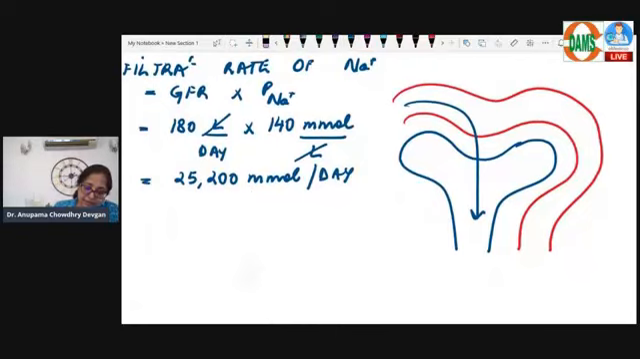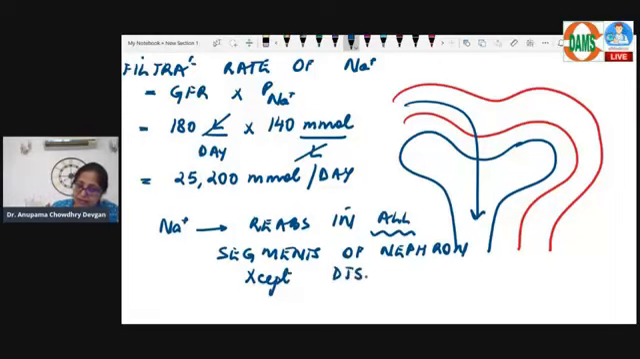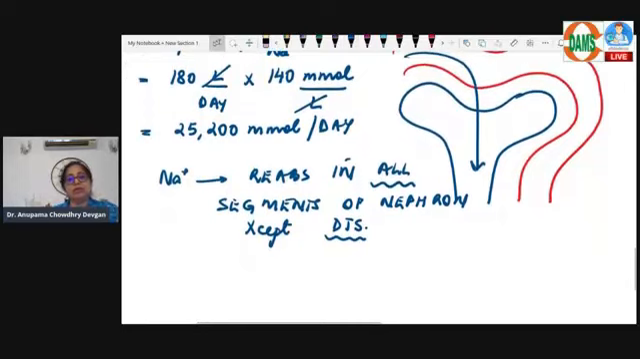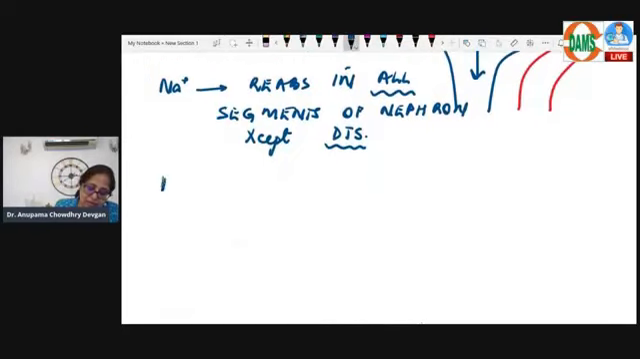So what happens is, sodium will be reabsorbed in all segments of the nephron, except the descending thin segment. Sodium will be reabsorbed in all segments of the nephron except the descending thin segment. Okay? So let us see what is going to be the mechanism of sodium reabsorption in the PCT.